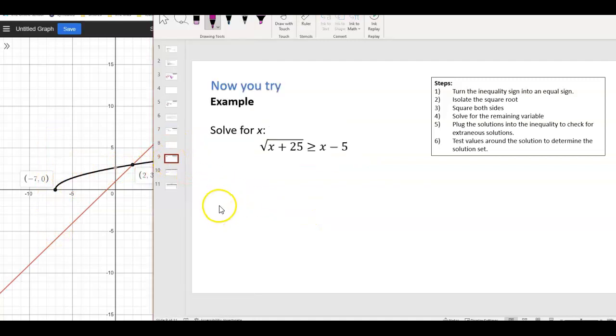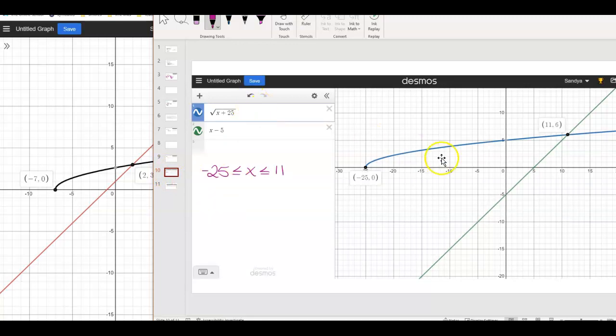So now you can go ahead and pause the video and try this example on your own. When we graph this as two separate functions, notice that once again, the square root function in blue is above the linear function in green, only for the x values going from -25 to 11. So that's how we get the solution: -25 is less than or equal to x, which is less than or equal to 11.